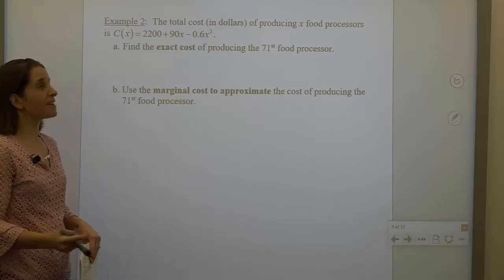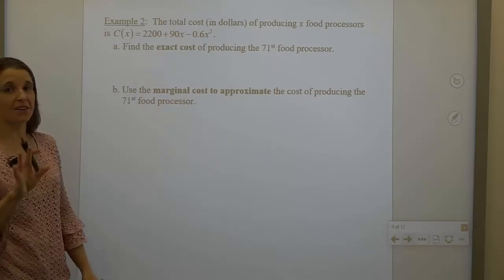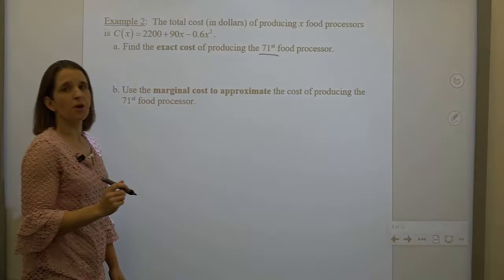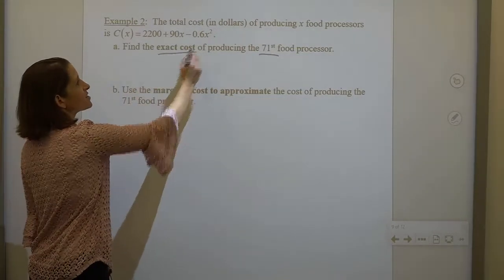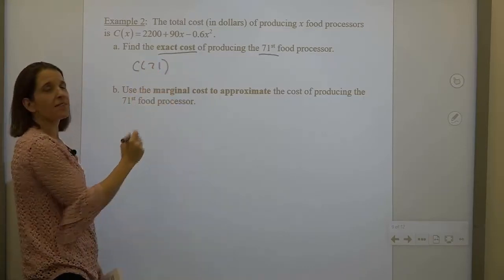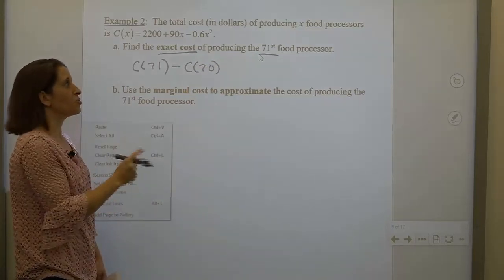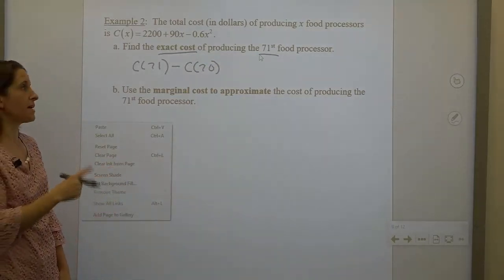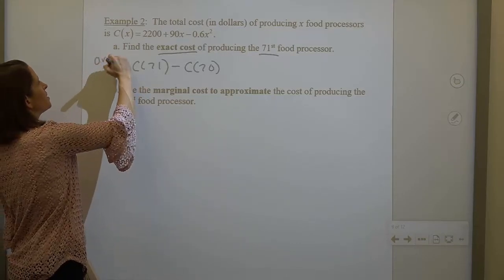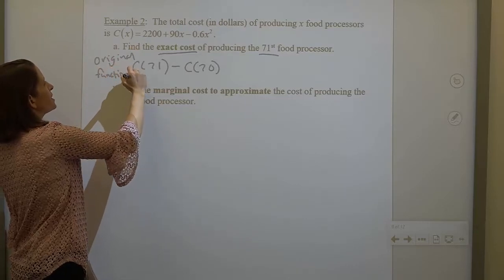Okay, so we're going to try it using those formulas. We have a total cost function, and actually I just randomly said 70, but it ended up being the right number. So the 71st food processor. The exact cost is if you take 1 through 71 and subtract off 1 through 70, then you would know exactly how much it cost to make just the 71st. So that's using the original function, but it requires us to already know both data points.